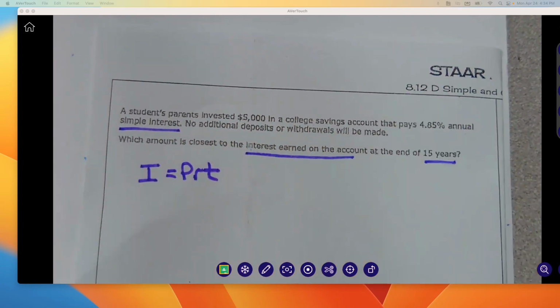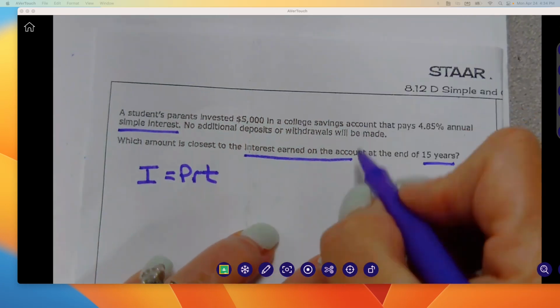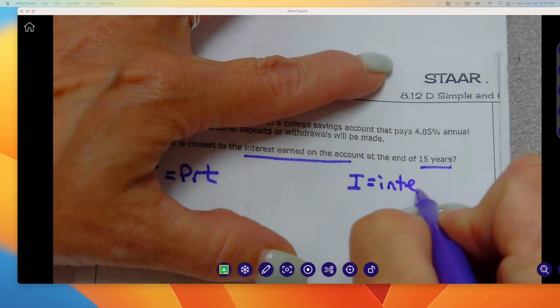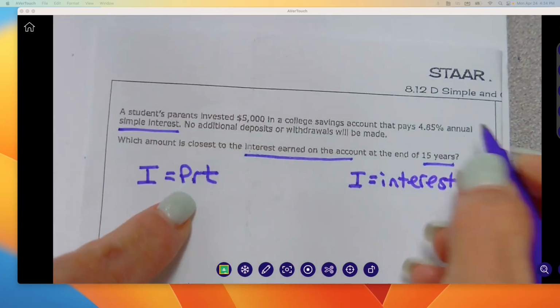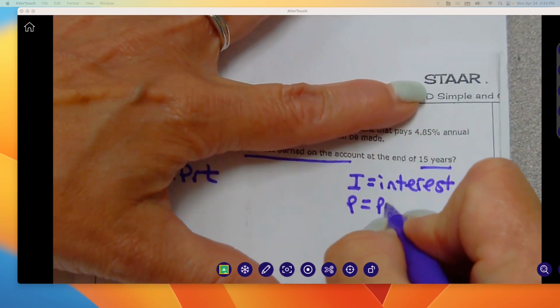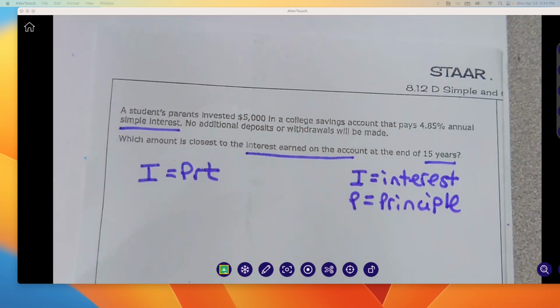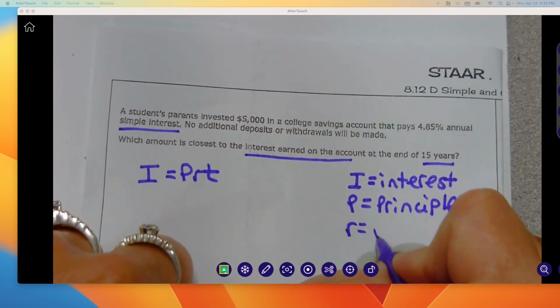Okay. Now I know it's been a while that we've talked about this, so we need to go over what each letter represents. So remember, I stands for interest only. Okay. P, this stands for the principal. And remember, principal is the amount invested, the amount deposited, or it could also be the loan amount. Okay. R stands for rate.